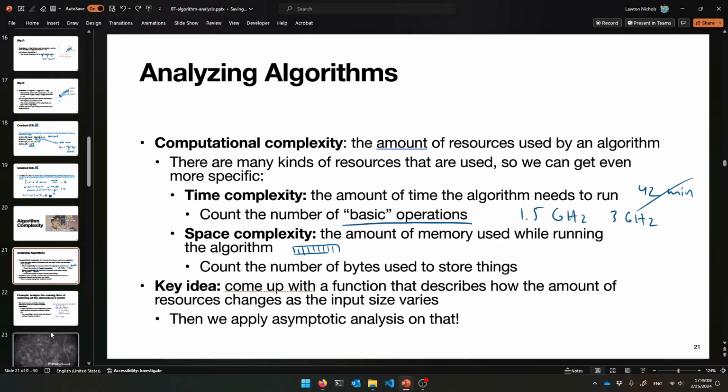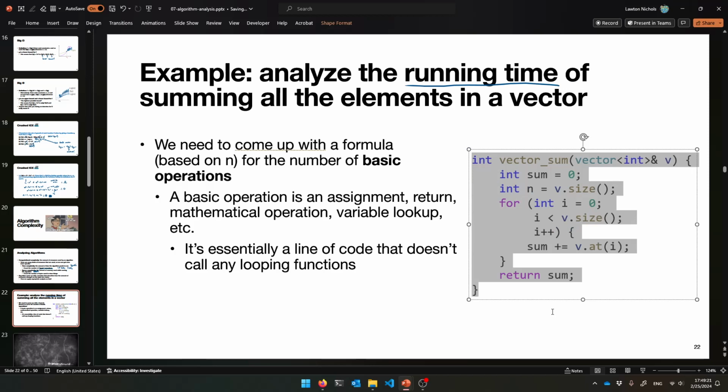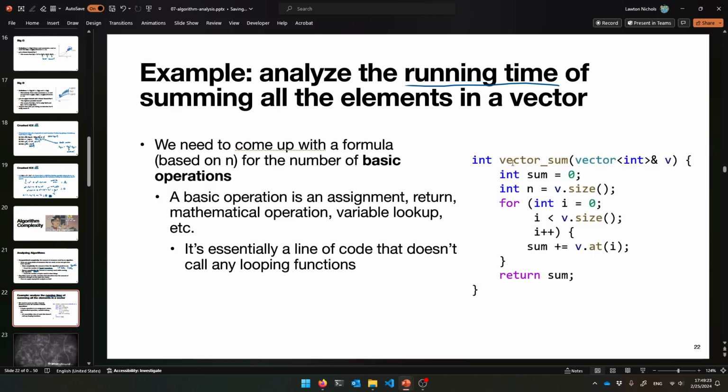And so here's just an example to finish this off. Let's analyze the running time, so we care about the time it takes to run these things, of summing all the elements in a vector. So here I am for once using C++ in lecture. Here's a function that takes a vector. Probably should have taken it by constant reference, but we take it, and let's say that vector is of size n, because we need to do an analysis based on the size of the vector, right?